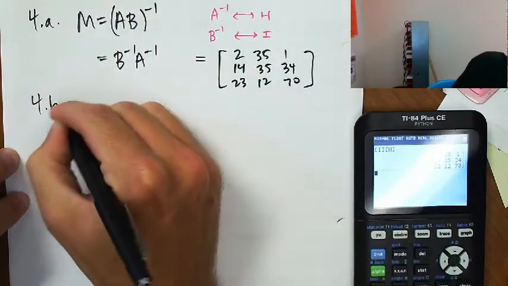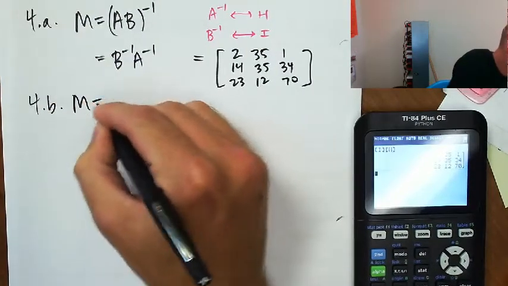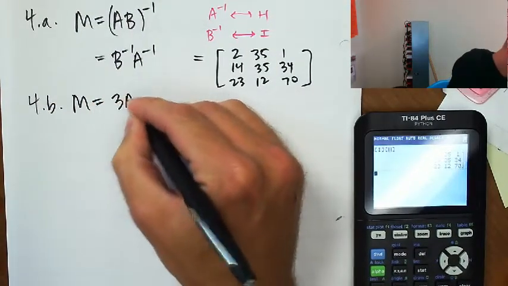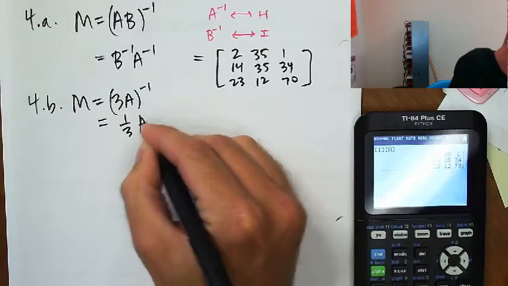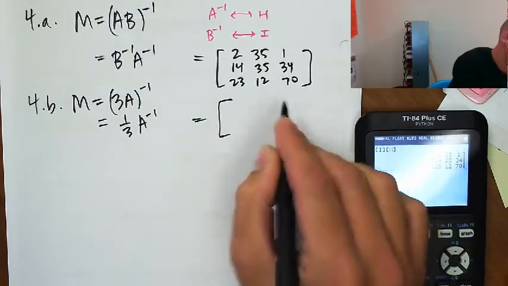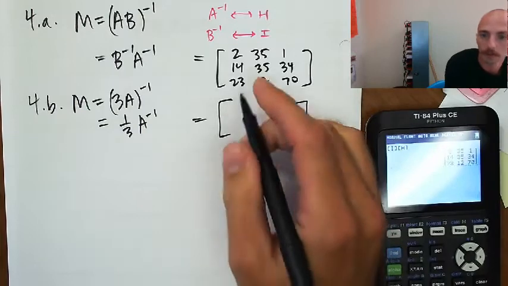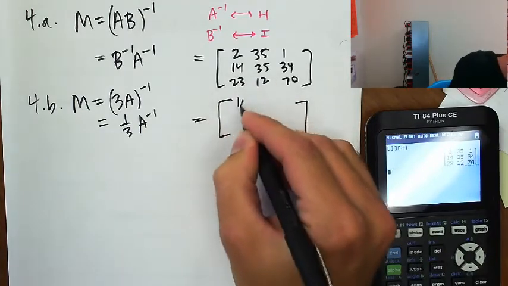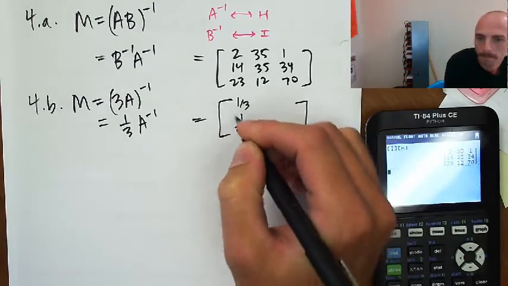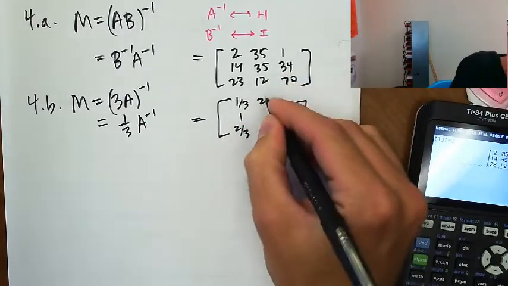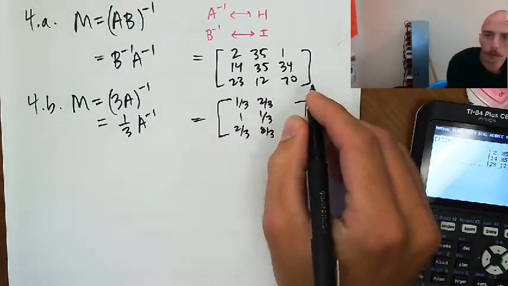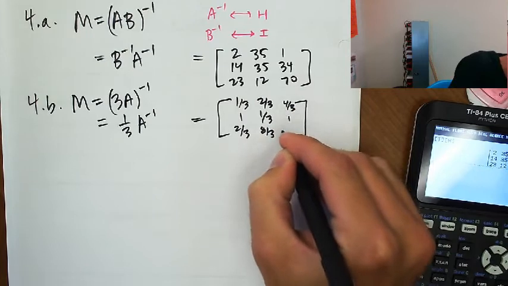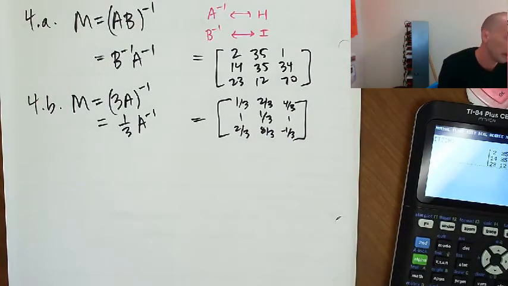For B, I've got M equals 3A inverse. Okay, well, using the property, that's going to be 1/3 of A inverse. And I don't need the calculator to do that. I'm just going to look at A inverse and divide everything by 3. 1/3, 1, 2/3. 2/3, 1/3, 8/3. And then 4/3, 1, negative 1/3. Okay. And that's going to be M inverse. Or, no, that's M. Pardon me, that's just M.